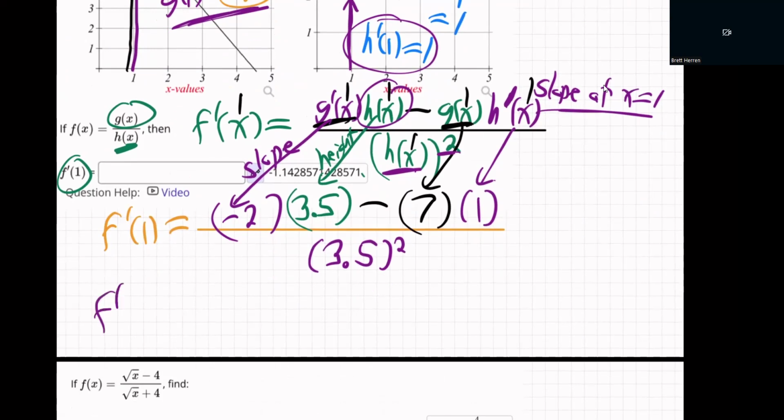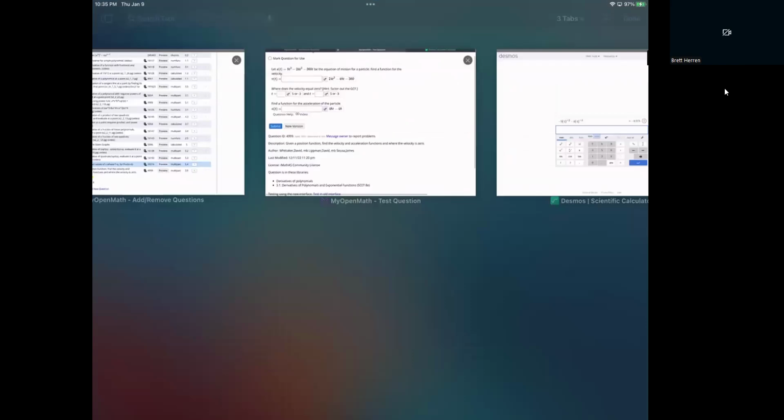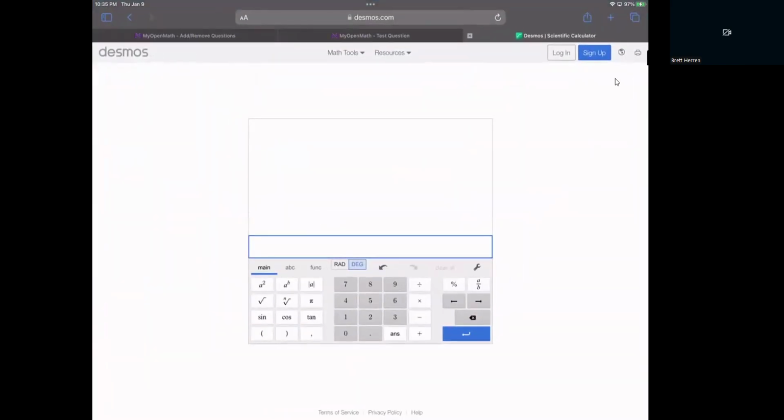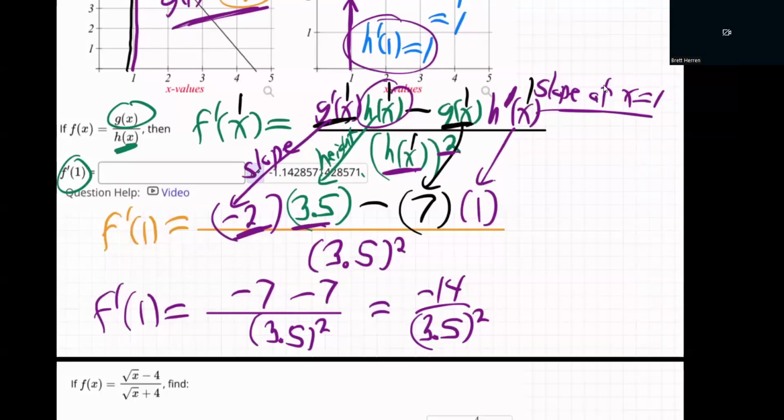So maybe I'll do one step of simplification here. What's this going to be? This looks like, to me, 2 times 3.5 is 7. It's negative. So -7 minus 7 over 3.5 squared. That's -14 over 3.5 squared. Let's go to Desmos. -14 over 3.5 squared. So -14 divided by 3.5 squared is -1.1428. Hey, we got it. Look at that. It's beautiful. I love it when it works. -1.1428, and so on. So there we go. All right.